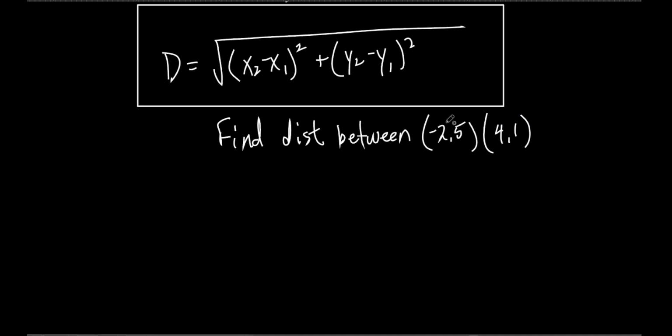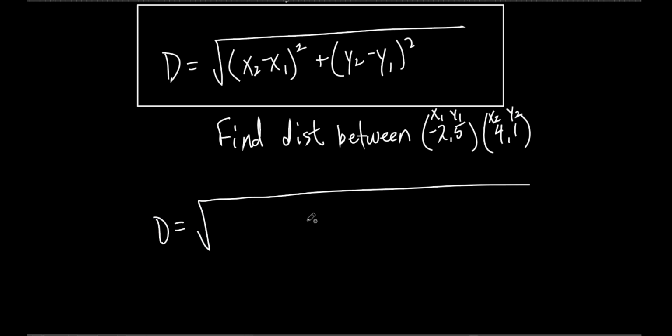Here's my 2 points. So which ones are my x's? Well, that's an x1, and this is a y1. This is an x2, and this one's a y2. So now all we do is plug it into the formula. So distance equals big old square root.